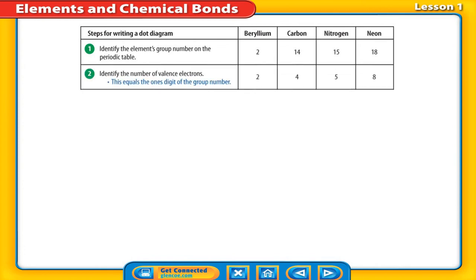Step 2. Identify the number of valence electrons. We did it before in the video of part 2. How many electrons are found on the last energy level? I taught you how to find it by looking only at the group number. So for beryllium, 2 electrons are found on the last energy level of that atom. In carbon, 4 electrons. Nitrogen, 5 found on the last energy level, and neon, 8.